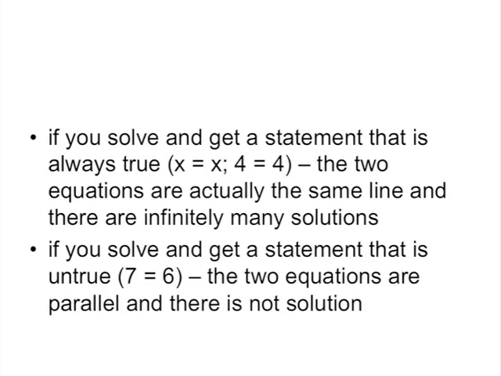If you solve and you get a statement that is absolutely and always untrue, something like 7 equals 6, then the two equations are actually parallel when we graph them, and there is no solution. This does not account for x equals 0. Sometimes students will get an answer of x equals 0 and assume that falls into one of these two categories. x equals 0 is not this. x equals 0 is an answer. 0 is a number and it's a good number. But if you get something that is absolutely always true, like 0 equals 0, or something that is always false, like 0 equals 4, then we have one of these two special situations.